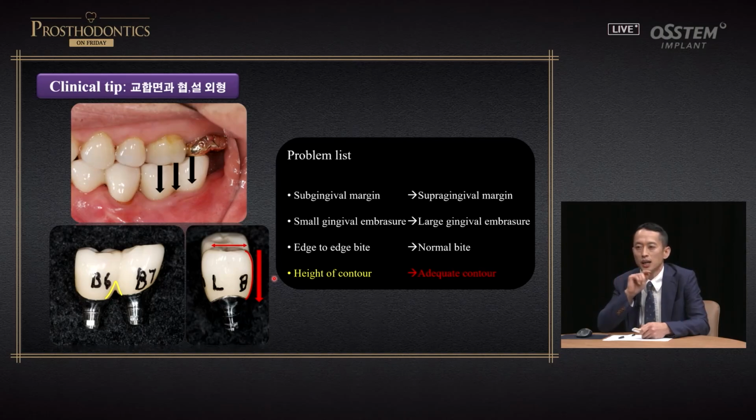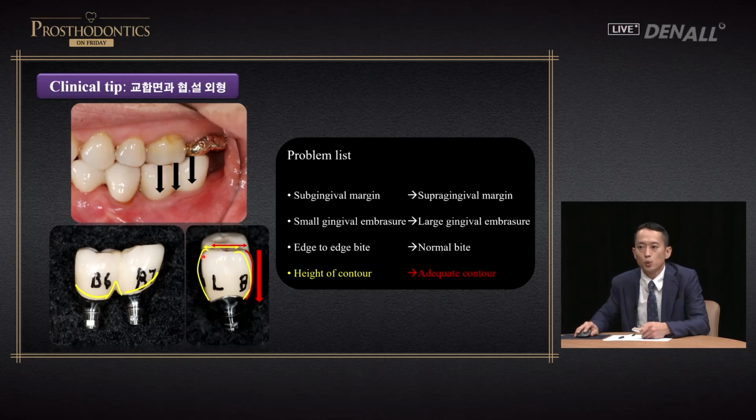Subgingival margin and gingival embrasure lacking, this was a problem. I decided to make the prosthesis once again to open the gingival embrasure like this, and by doing so, I made a supragingival margin like this.